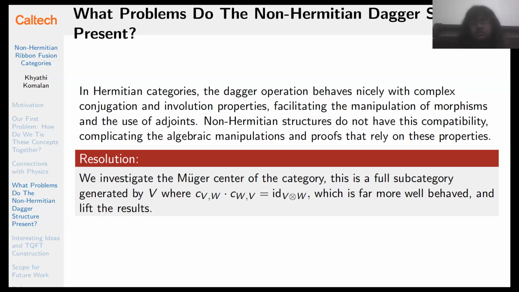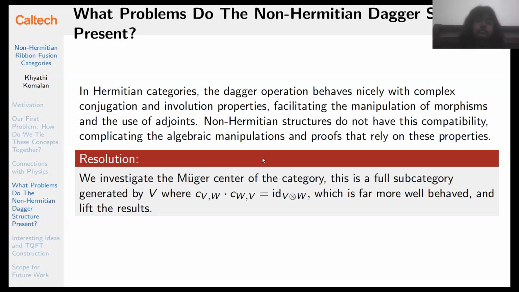So a partial resolution to this problem would be to investigate the Müger center of the category, and this is the full subcategory generated by V, defined as follows, where the braiding satisfies a certain property. And in this particular Müger center of the category, it's much easier to work with these things. And you can kind of lift the results that you get in the Müger center up to the entire category in a sense. And yeah, so that's definitely one workaround.